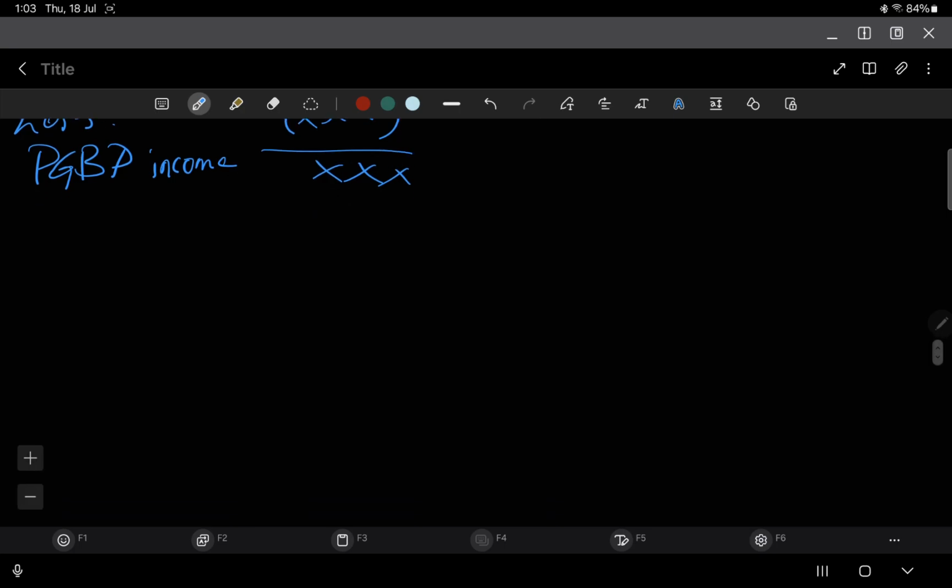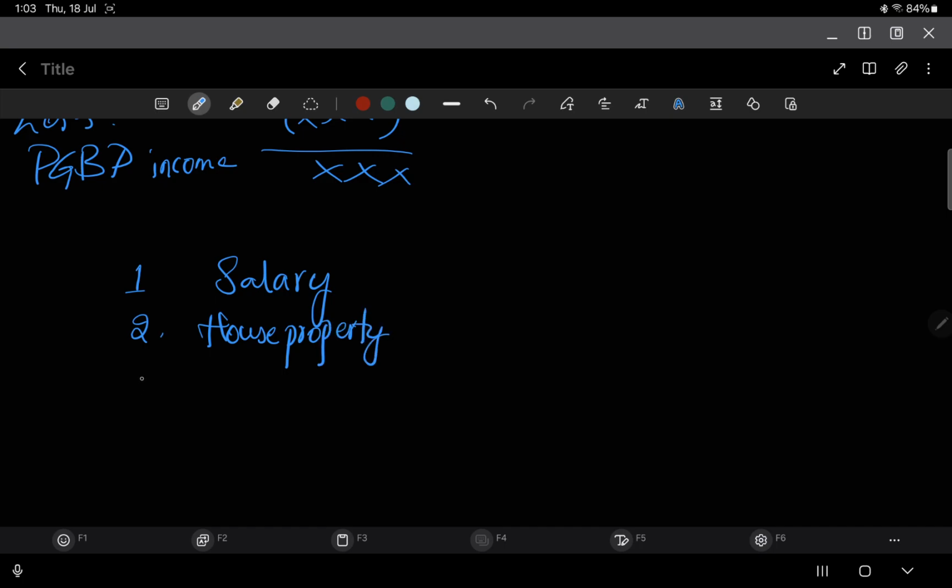Once you get PGBP income, you are supposed to find out gross total income. How do you do that? You have 5 sources of income. In that, the first one is salary, the second one is house property, the third one is PGBP, that means profit or gains from business or profession. The fourth one is going to be capital gains.